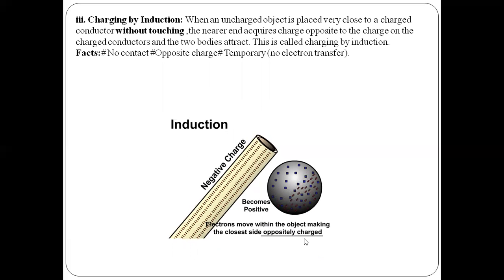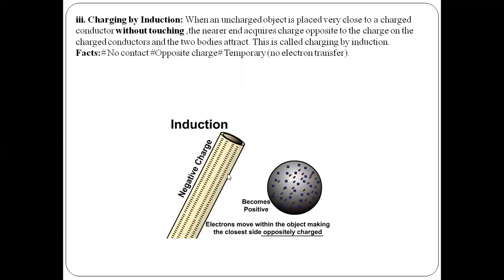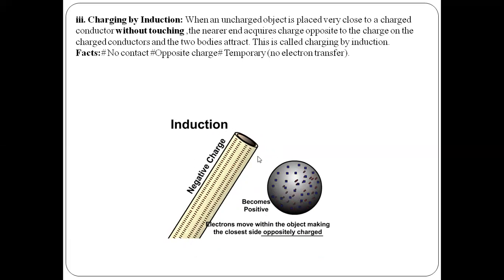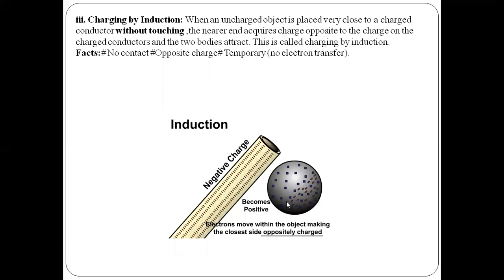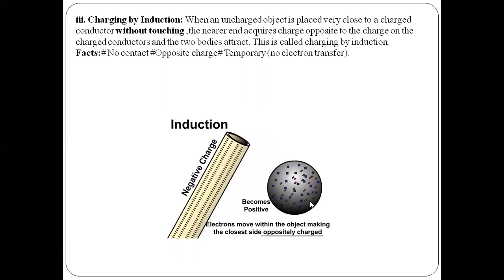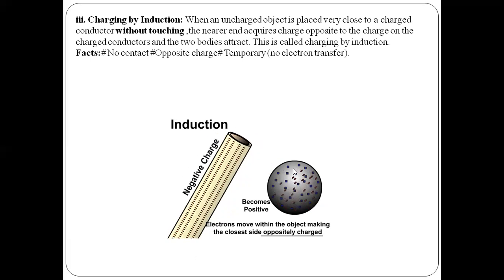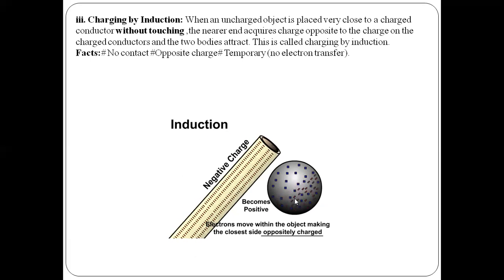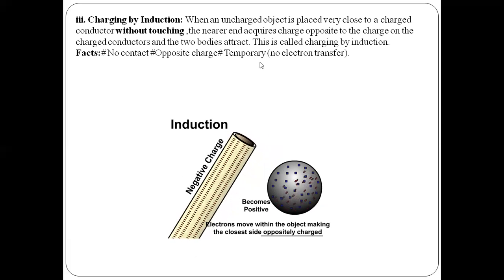Did you understand that one? Look at it now. Here it is neutral. When this comes closer, the charges are moving. That means negative charge is moving away, so that now this end becomes positive. When this goes away, it becomes neutral. So that's why we say what? Temporary. Is that clear, children?